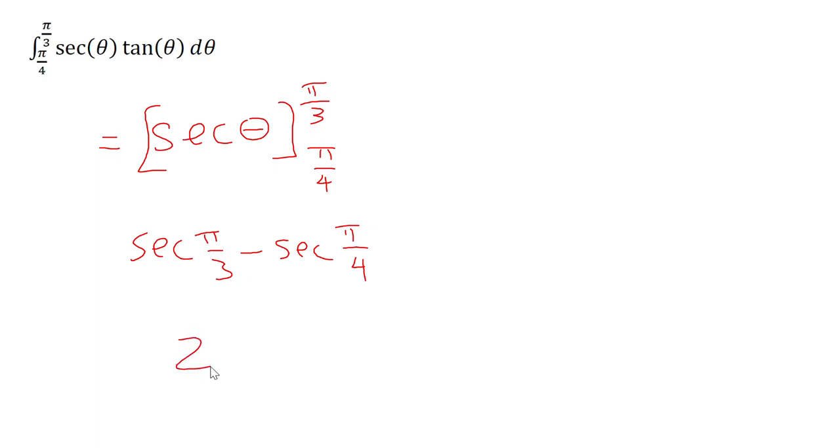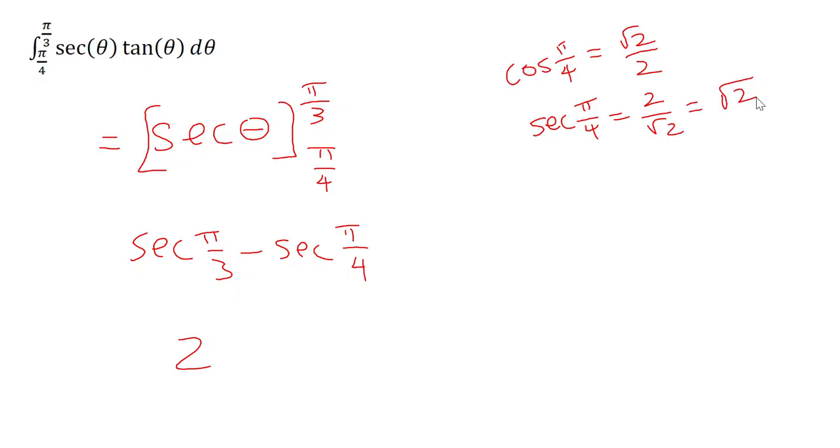That's just 2. And then the secant of pi over 4, well, the cosine of pi over 4, right, is root 2 over 2. So if we take the reciprocal of that, the secant of pi over 4 should be 2 over root 2. Well, that's really just the same as root 2, right? Because that's 2 to the 1st over 2 to the 1/2, which should be 2 to the 1/2. So we get 2 minus root 2.